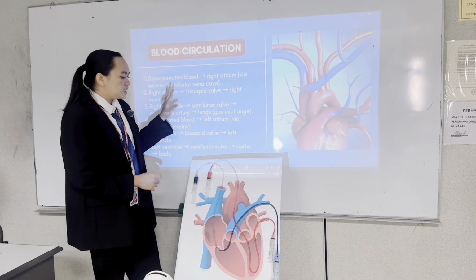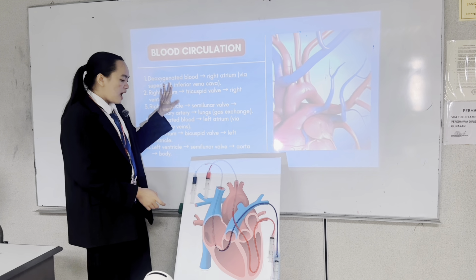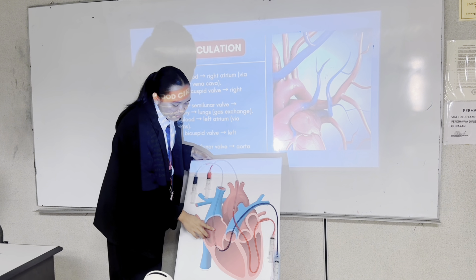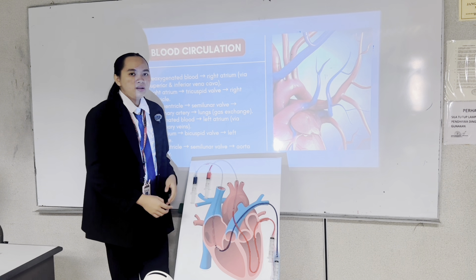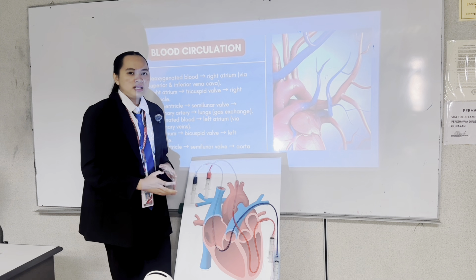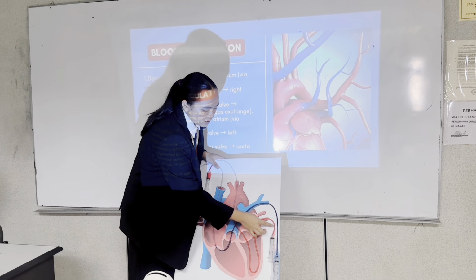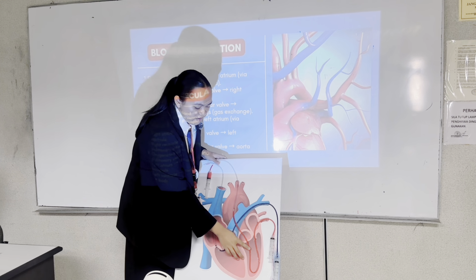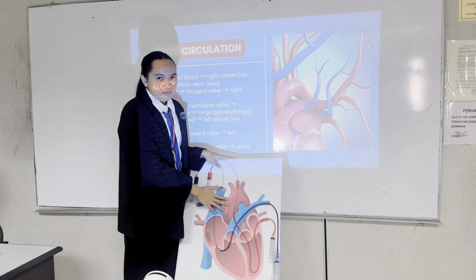Next is blood circulation. This is the teaching aid of the structure of the heart. The deoxygenated blood enters the right atrium via the vena cava, and then the blood will contract into the right ventricle. The right ventricle will push the deoxygenated blood into the lungs. The lungs will release the carbon dioxide and absorb the oxygen. The oxygenated blood will go to the left atrium and then to the left ventricle. The left ventricle will push the oxygenated blood into our body via the aorta.